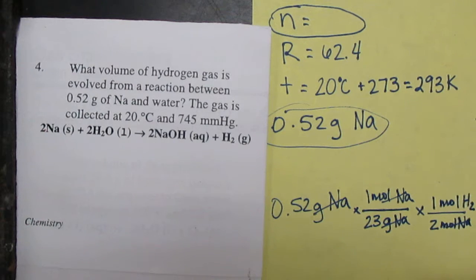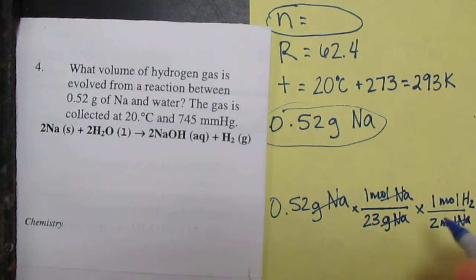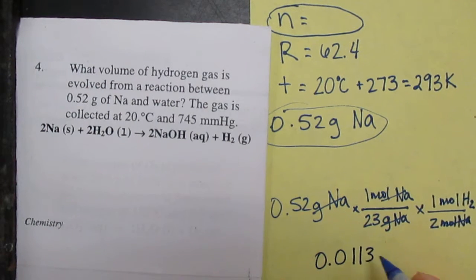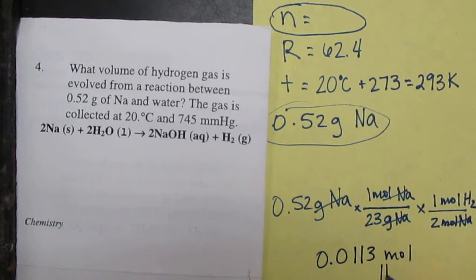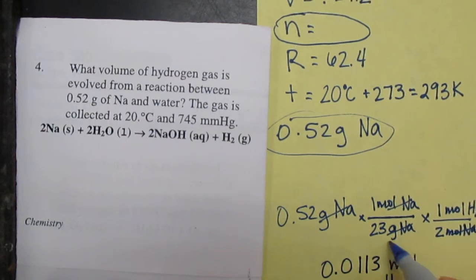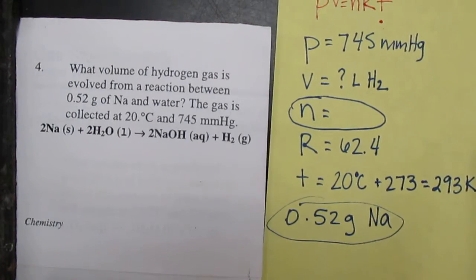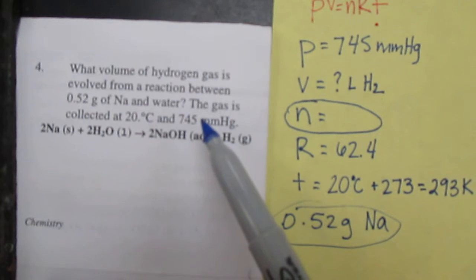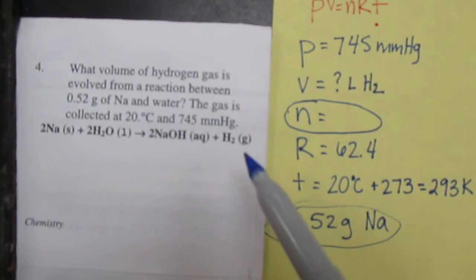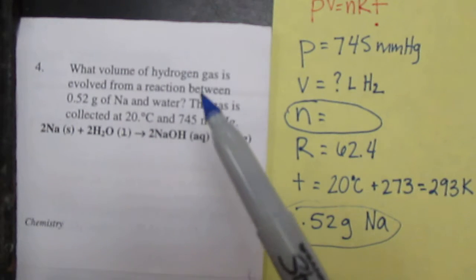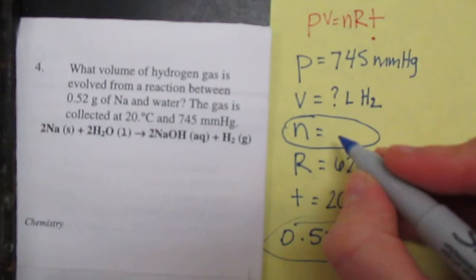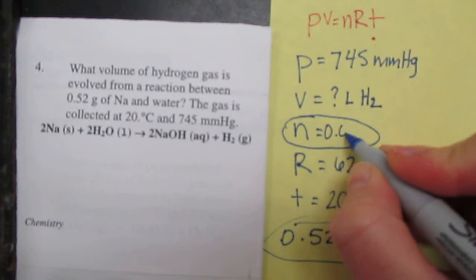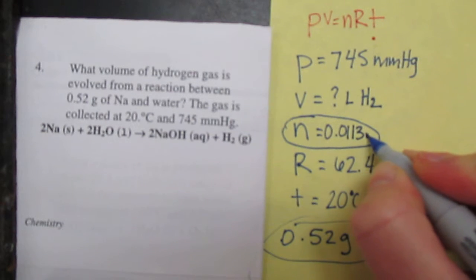My value for the moles of hydrogen is 0.0113 moles of hydrogen. All I did was I converted from grams of sodium, which is what my problem gave me, to moles of hydrogen, which is what my problem is asking about. So for my n value, it's going to be 0.0113 moles.